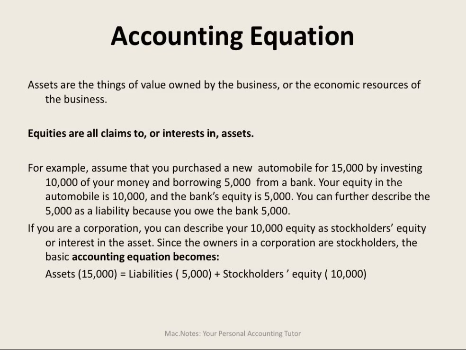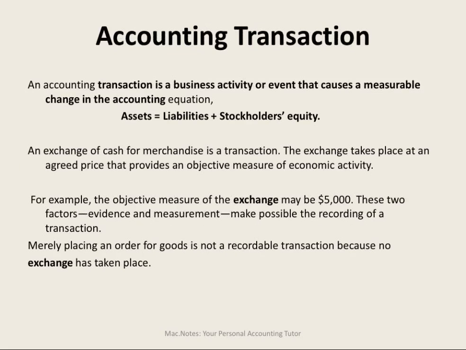If you are a corporation, you can describe your $10,000 equity as stockholders' equity or shareholders' equity, or interest in the asset. Since the owners of the corporation are stockholders, the basic accounting equation would then be assets total $15,000 equals liabilities total $5,000 plus shareholders' equity $10,000. Now, an accounting transaction is a business activity or event that causes a measurable change in this accounting equation: assets equal liabilities plus stockholders' equity.